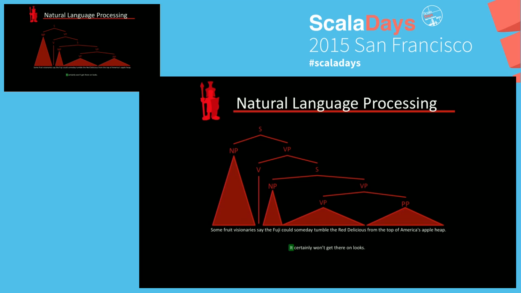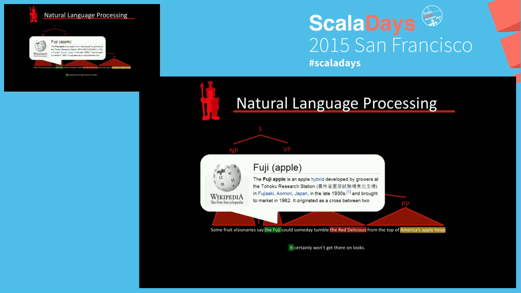Okay. Pronouns, right. So what does "it" refer to in this text? It's pretty obvious to you and me as native speakers of English, but it's not clear to a computer at all. Does it refer to the Fuji, America's apple heap, or maybe the top of America's apple heap? This is actually a very challenging problem for computers to solve.